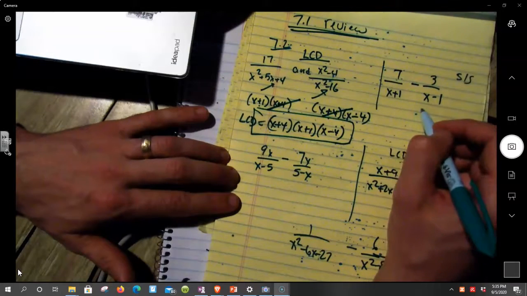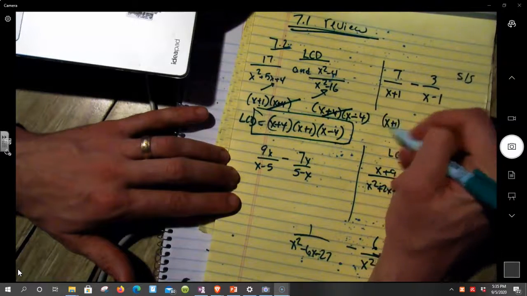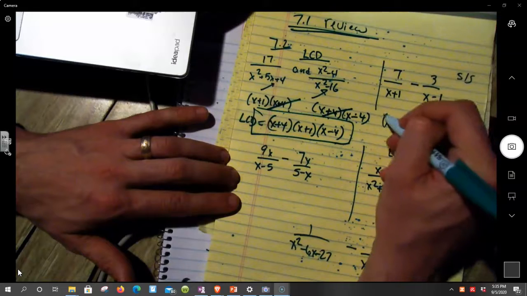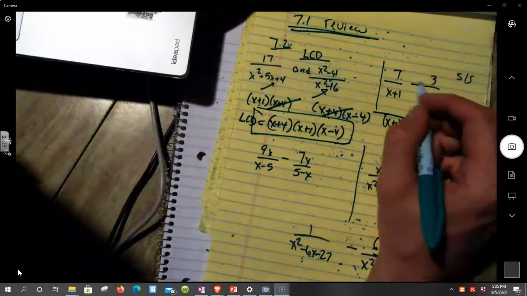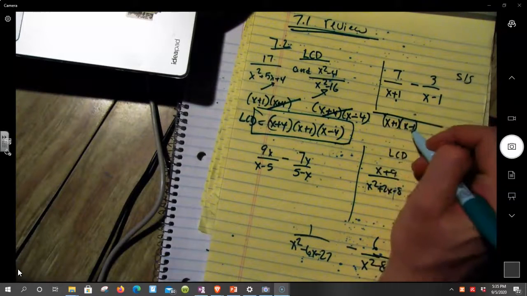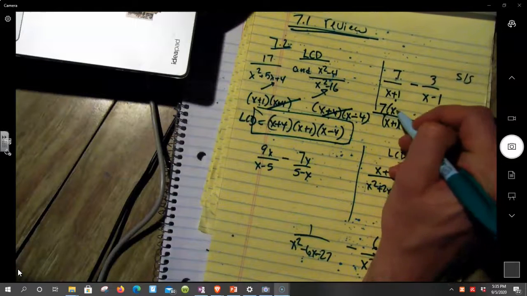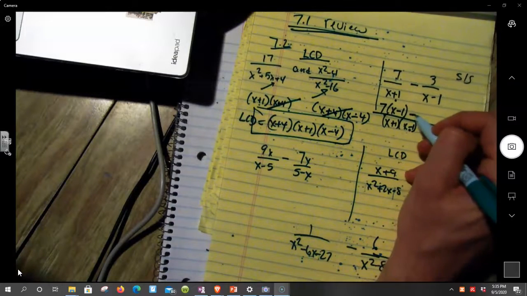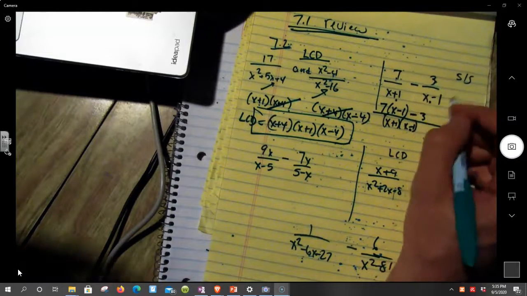Now this one says subtract and simplify. Okay, well here I don't have a common denominator, so my common denominator has to have both of these: x plus 1 times x minus 1. So that's my common denominator, okay? Now, you look here and you say, what's missing in this denominator? Well, the x minus 1 is missing, so that's what you multiply the 7 by. So you multiply the numerators by what's missing in the denominator. Now over here, what's missing in this denominator? The x plus 1, so that's what you multiply the 3 by.